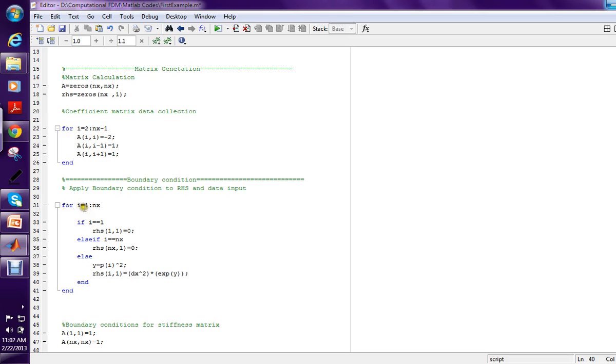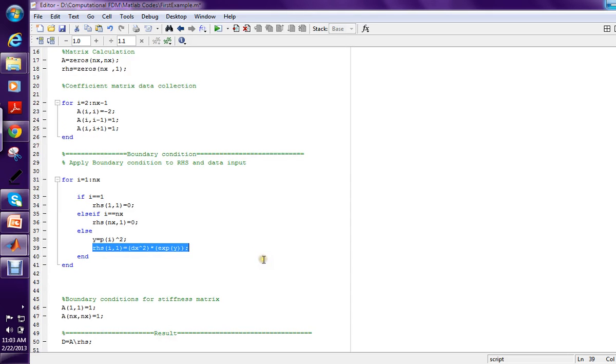So if we go from i equal to 1 to nx, we have the domain from x0 to x5, right? So pi represents the distance from 0. For example, if the nodal point is 1, that means it should be 0. If the nodal point is nx, this should also be 0. In the case of 2, 3, 4, it should be something like that. Okay, so this is the boundary condition and the RSS, the load vector.